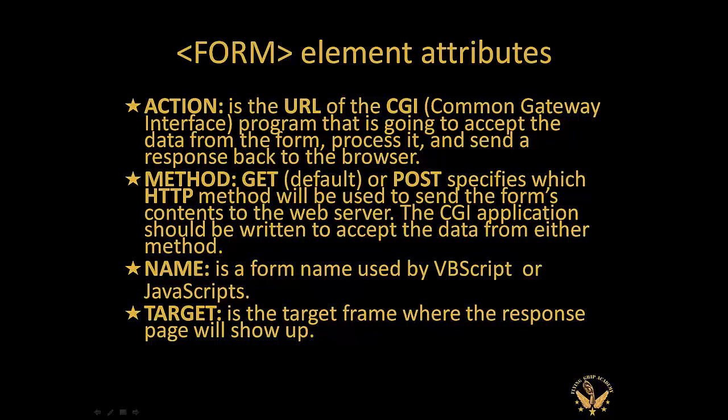Now the form element attributes are action. Action is the URL of a common gateway interface, the program that is going to accept the data from the form, process it, and send a response back to the browser. The methods are doGet and doPost, which specify an HTTP method. HTTP stands for Hypertext Transfer Protocol. Here it is going to send the form contents to the web server. The CGI application should be written to accept the data from either method. Name is a form name used by VBScript or JavaScript. The target is the target frame, where the response window will show up.